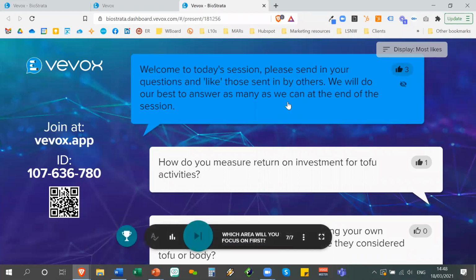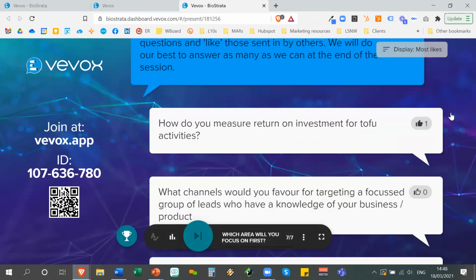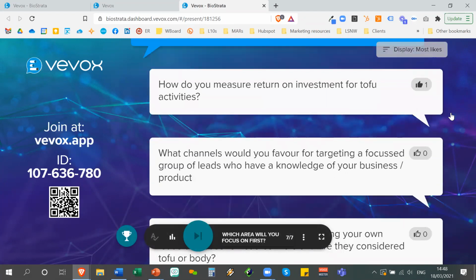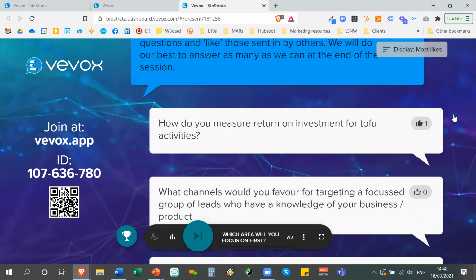Right. So we've got a bunch of good questions here. We are going to go through them in order. If you've got questions, you can still fire them in. They'll appear at the bottom. That is not a problem at all. First question here then. Oh, it's a good one. How do you measure return on investment for top of the funnel activities?